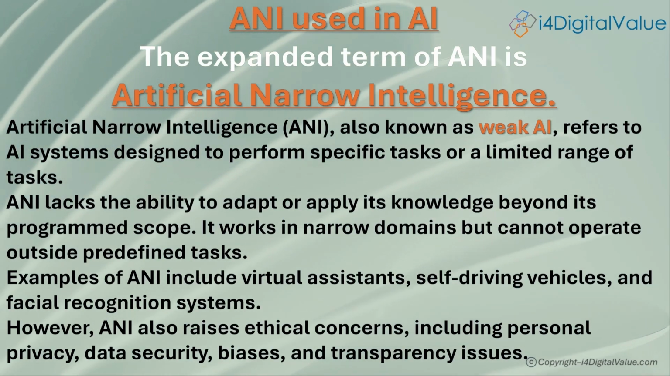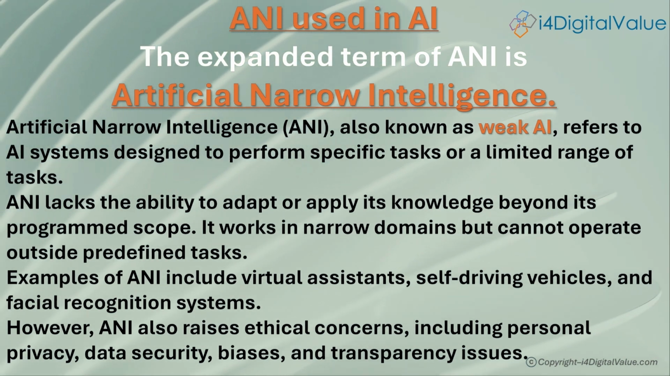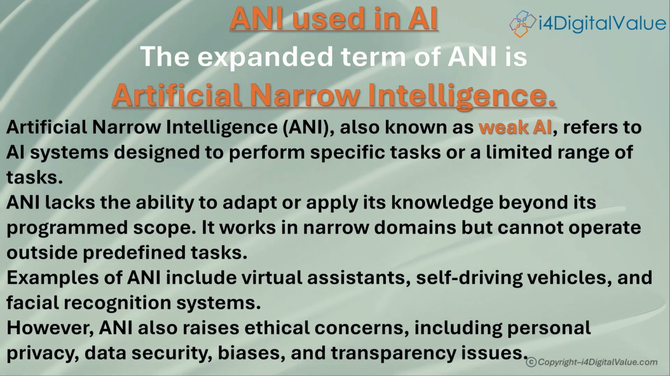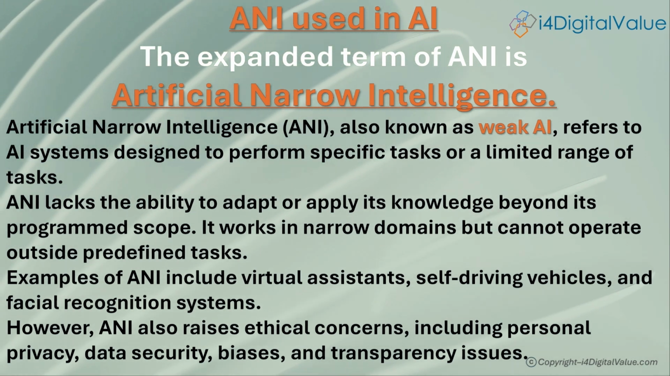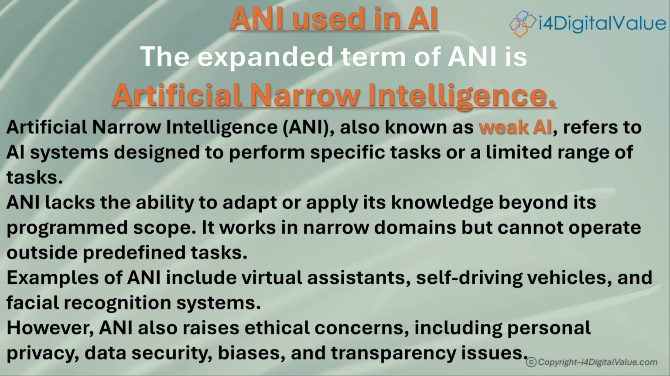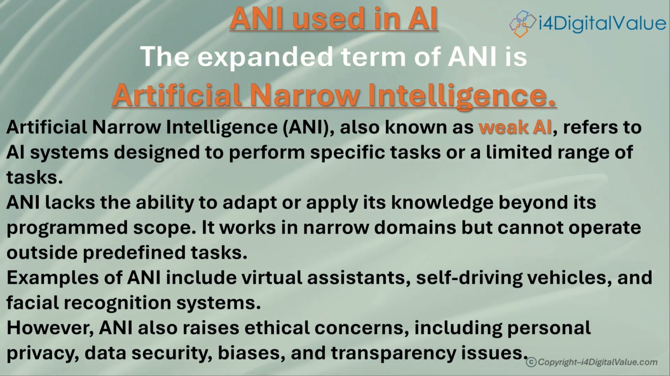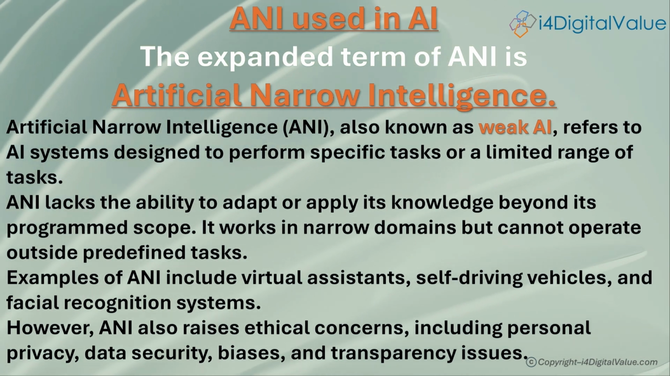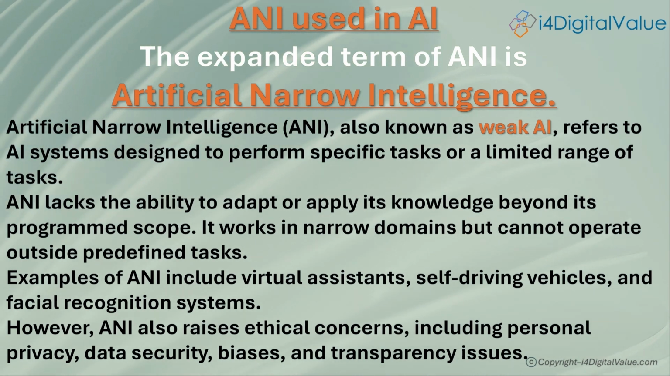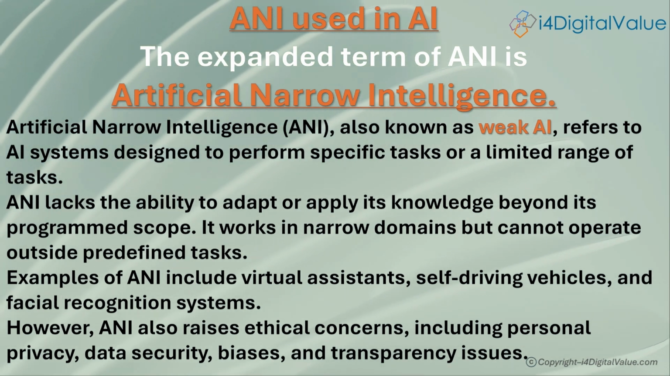The expanded term of ANI is artificial narrow intelligence. Artificial narrow intelligence, also known as weak AI, refers to AI systems designed to perform specific tasks or a limited range of tasks. ANI lacks the ability to adapt or apply its knowledge beyond its programmed scope. It works in narrow domains but cannot operate outside predefined tasks. Examples of ANI include virtual assistants, self-driving vehicles, and facial recognition systems. However, ANI also raises ethical concerns, including personal privacy, data security, biases, and transparency issues.